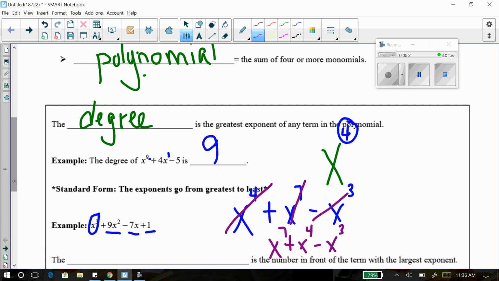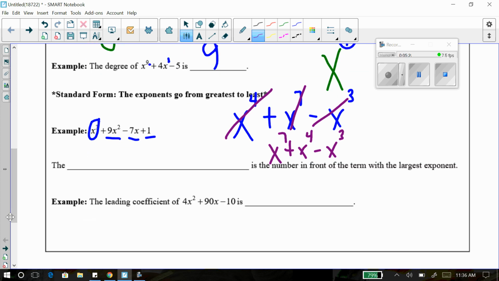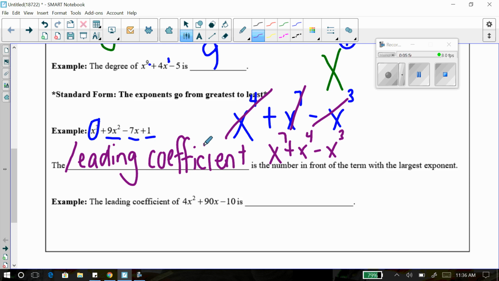Now the leading coefficient is the number in front of the term with the largest exponent. So think about it: if you're the line leader, you're the person in the front. So on this line, I want you to type in leading coefficient. Again, it has to be in standard form. It has to go from the greatest exponent down to the smallest exponent.